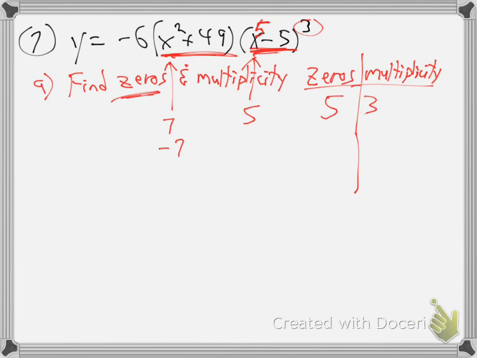7, negative 7 won't work, because either way, when you square them, it'll be positive 49. Then add 49, it'll be 98. It's not going to be 0. So that's it. The only 0 is 5.